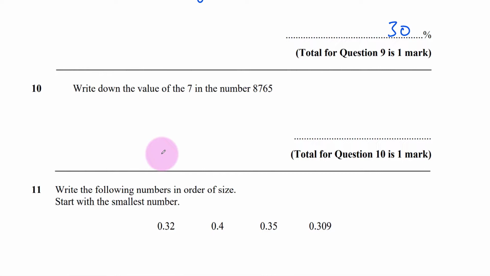Write down the value of the number 7. So how would you say this? You would say 8,765. So the value of 7 is 700, or write that in words.